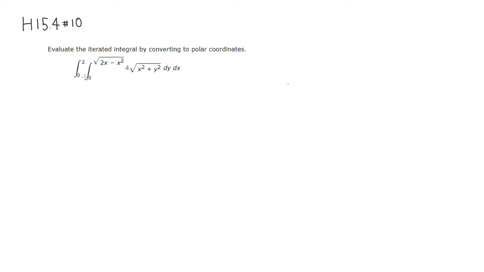So this is going to be y equals 0, and y equals the square root of 2x minus x squared. And then these are x values, so x equals 0 and x equals 2. Let's look at y equals the square root of 2x minus x squared.